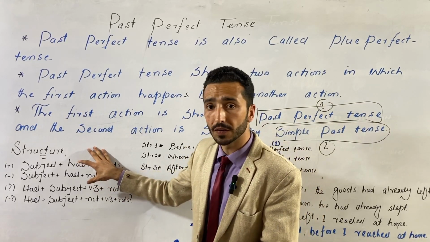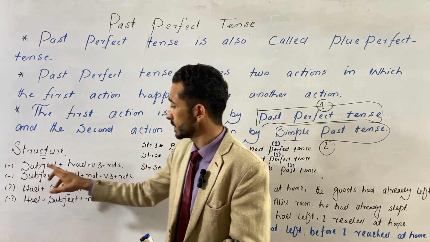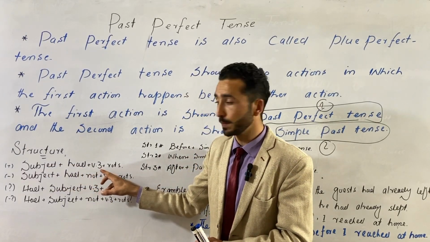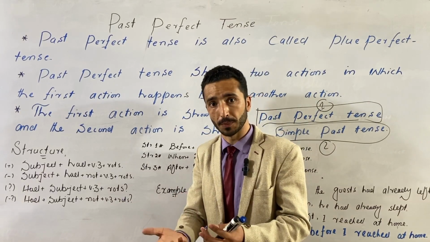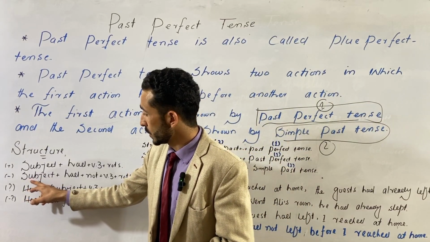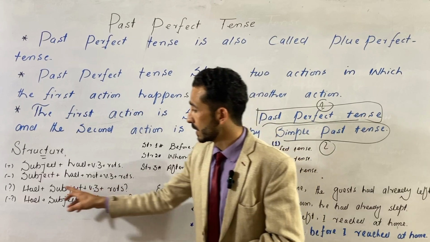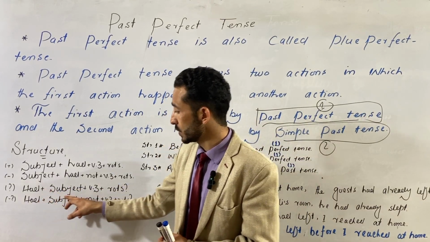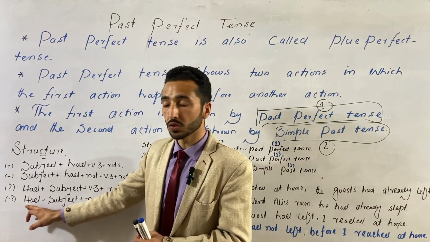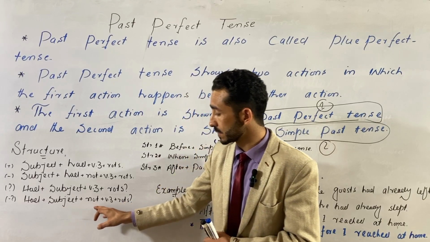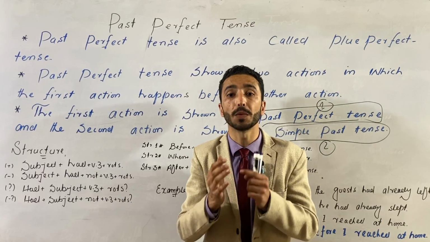So here I have displayed the structure for past perfect tense. First, for positive, we use subject, then had, then the third form of verb, and the rest of the sentence. Rest of the sentence means object and complement. For negative we use subject, then had, then not, then verb third, and the rest of the sentence. For interrogative, first we use had, then subject, then verb third, and the rest of the sentence. For negative interrogative we use had, then subject, not, then verb third, and then the rest of the sentence. So this is the structure for past perfect tense.